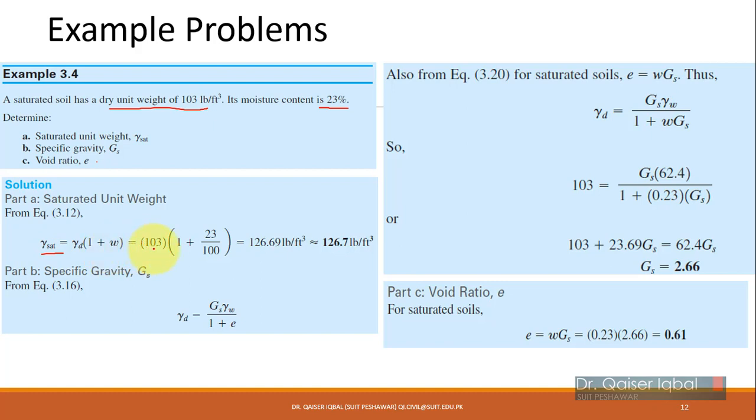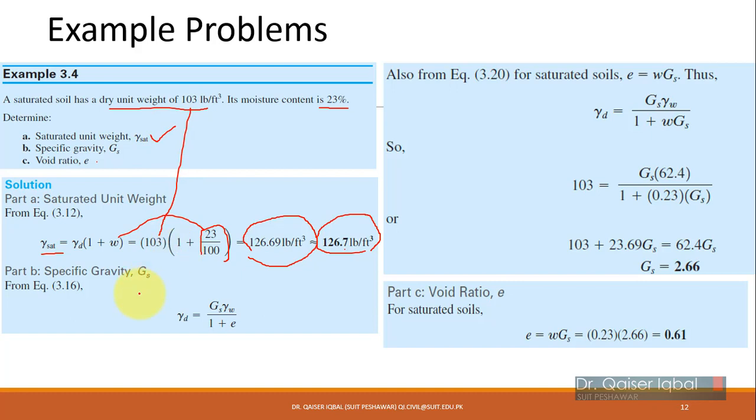So gamma D is 103 pounds per cubic feet, which is already given, into 1 plus moisture content, which is 23%, so I will write 23 divided by 100. Just putting the values and solving, your saturated unit weight is 126.69 pounds per cubic feet, or you can round this to 126.7 pounds per cubic feet. So gamma sat is known.